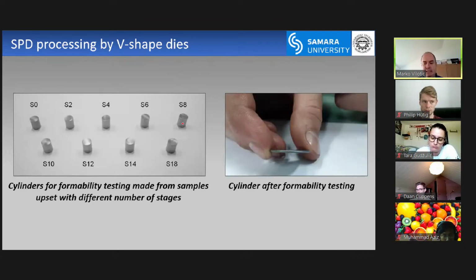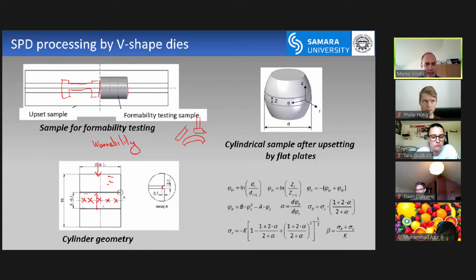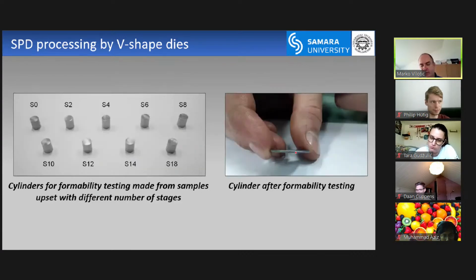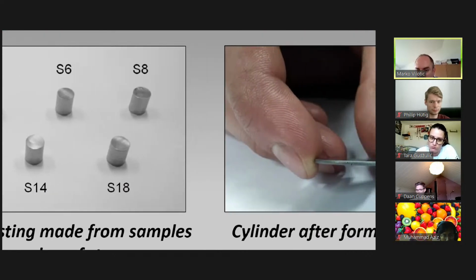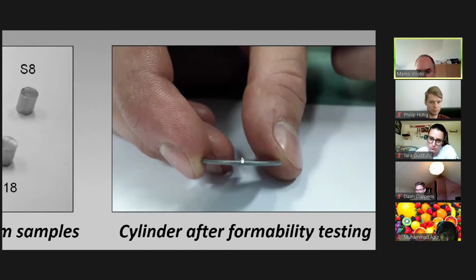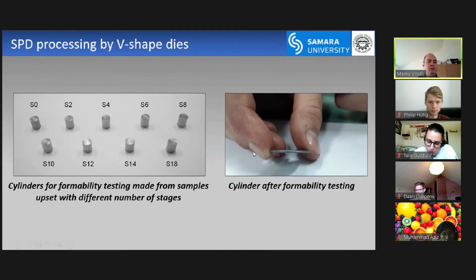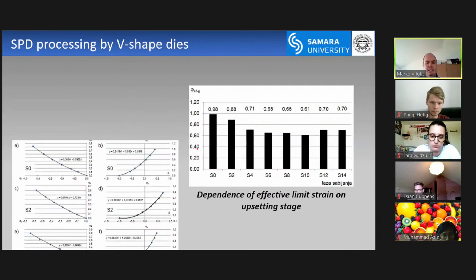So you can see this is the size. These samples are 10 millimeters tall, and the diameter is 8 millimeters. After upsetting, you get something like this. And I'm not sure if you can see some cracks around here. These are some defects, and we measure the strain, the limit strain. So these are the samples. This is the initial material. S2 means upset 2 times, 4 times, and so on up to 18 times. And these are the results.